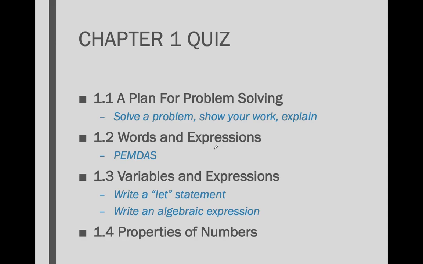Okay, so that is lesson 1.4, properties of numbers. I just wanted to take a second to go over what topics will be on your quiz this week. So we have 1.1, 1.2, 1.3, and 1.4 are the lessons on your quiz. Here are the topics that we studied. If you have any questions about these topics, please let me know.